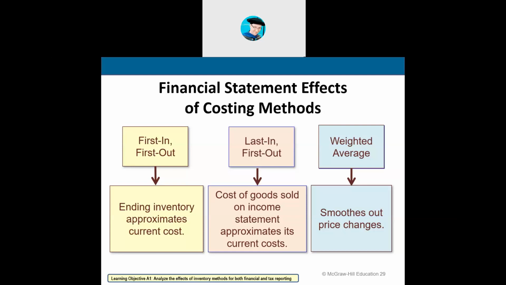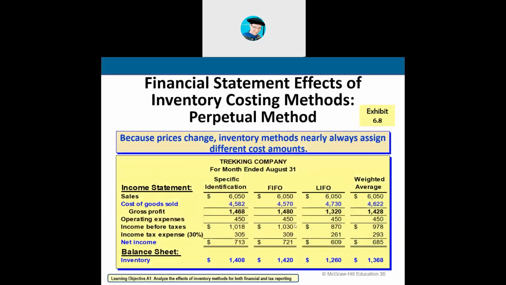So first in, first out, remember, it's the first batch that comes in is the first one that we sell. Last in, first out, the last batch that we purchased is the first batch that we sell. And the weighted average is the average of all of the inventory added up together divided by the number of purchases.